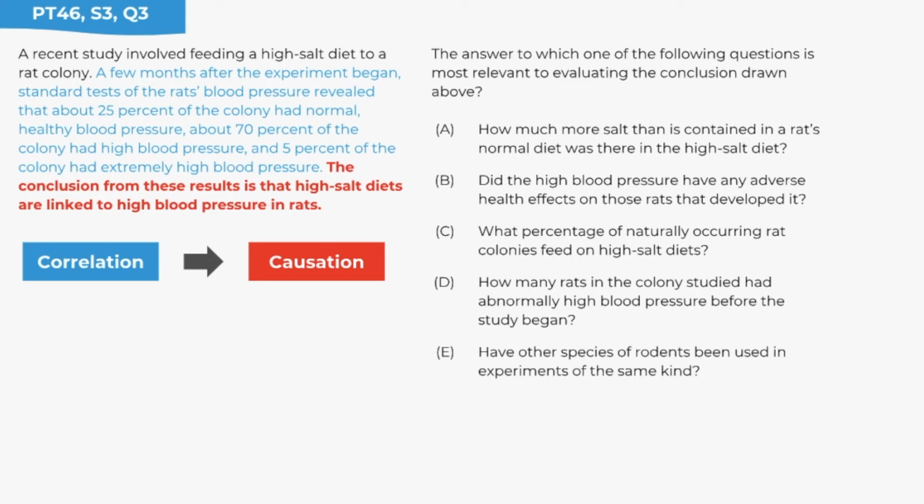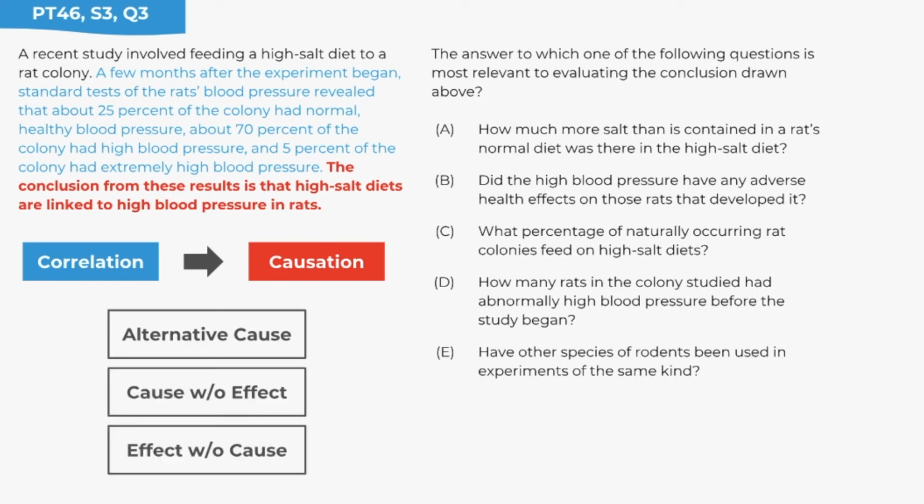So when we're weakening causation, we really want to be thinking about alternative cause, cause without effect, and effect without cause. And when we're strengthening causation, we want to do the same, but we want to work through an elimination of those things. But essentially, that's what we want to have in our mind as we're looking through the choices. Primarily, is it possible that the rats' blood pressure had experienced no change compared to before the high salt diet began? We could also be thinking about maybe alternative causes. Maybe it was something else besides the high salt diet that caused the high blood pressure, and the high salt diet actually had no bearing at all.